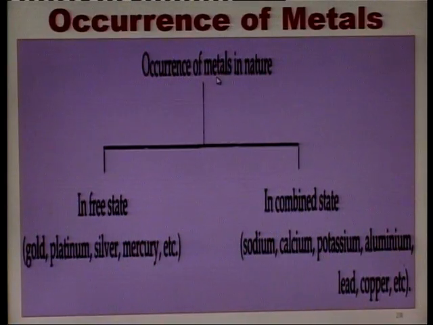Occurrence of metals in nature in free state and in combined state. In free state, the metals that occur are, for example, gold, platinum, silver, and mercury. In combined state, sodium, calcium, potassium, aluminium, lead, and copper.